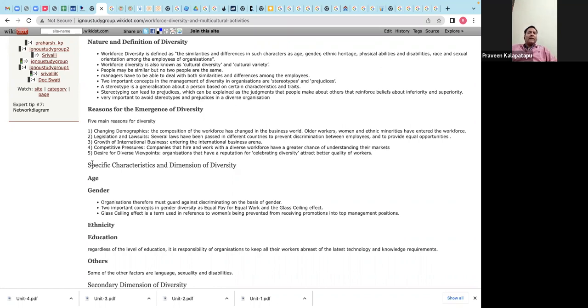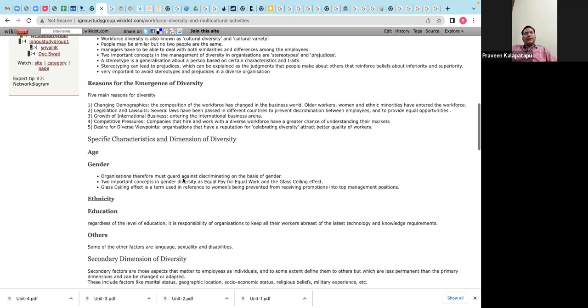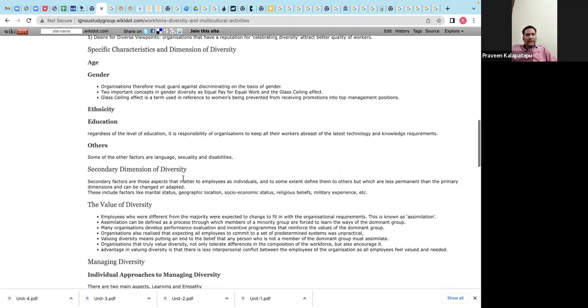So what are the various dimensions of diversity? We all know about these dimensions: age, gender, ethnicity, education, and other things like language, sexuality, disabilities, and all that. So these are some of the characteristics. Using these characteristics, your organization might have employees of different ages, right? Similarly, different genders, and so on.